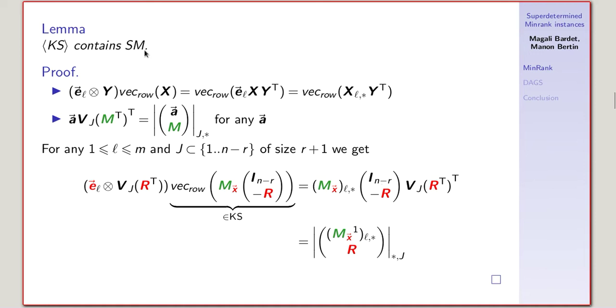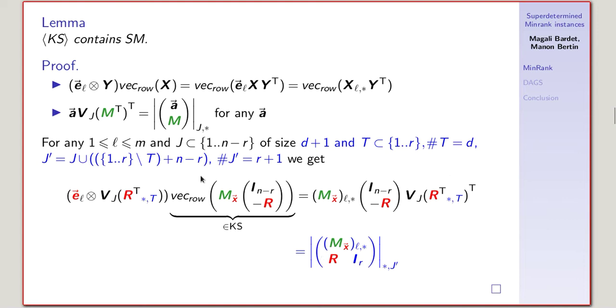The proof that the SM equations are included in the Kipnis-Shamir ideal follows almost the same ingredient. And we can express any equation in SM as a combination of the KS equations with coefficients that are polynomials in R of degree r. So here the computation is done for subset G in 1 up to n minus r, and I need to multiply by an equation of degree r, and I get this minor.